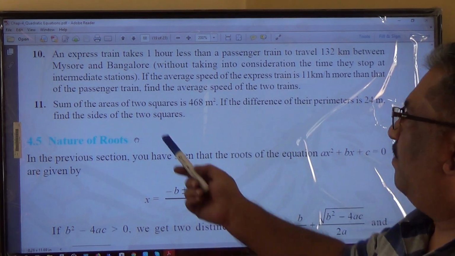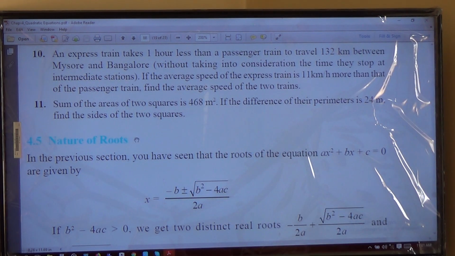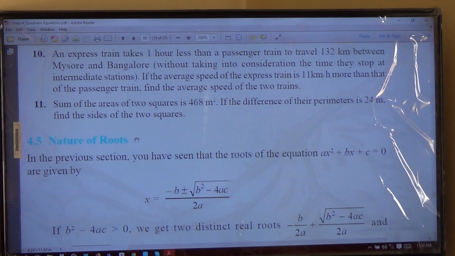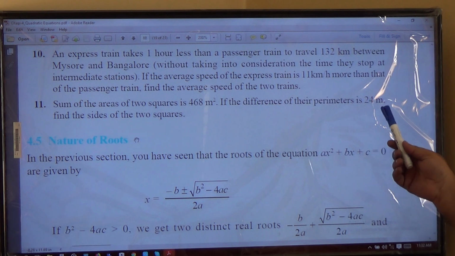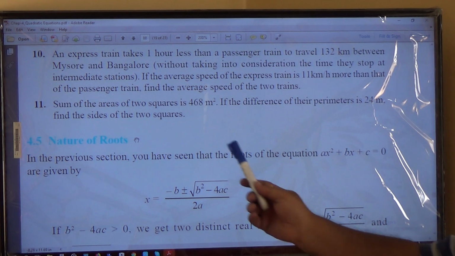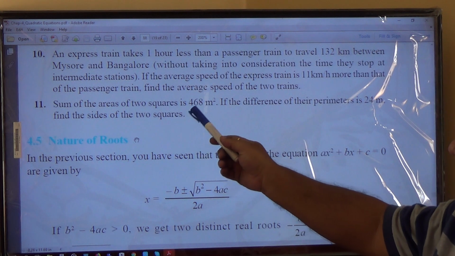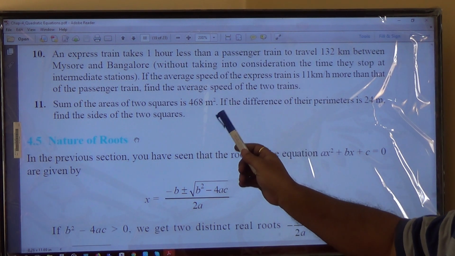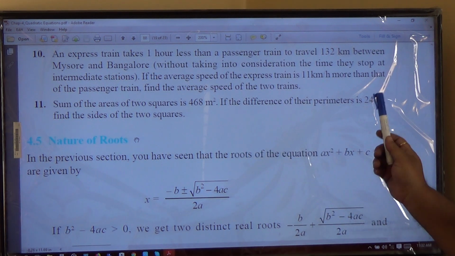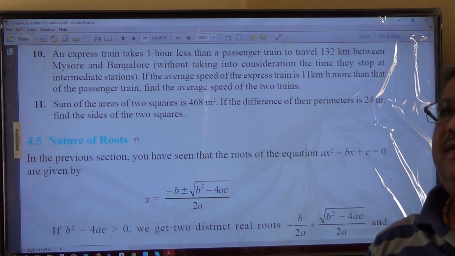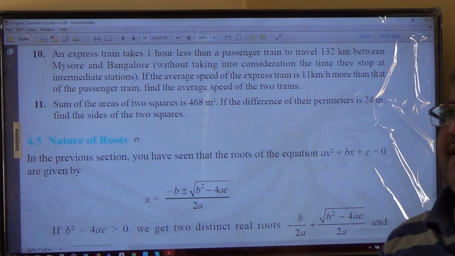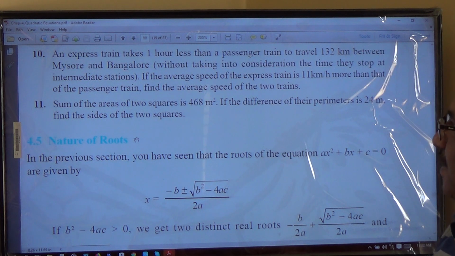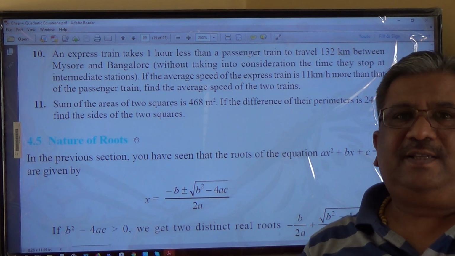Last sum: the sum of the areas of two squares is 468 square meters. If the difference of their perimeters is 24 meters, find the sides of the two squares. The difference can never be negative, and therefore one of the squares should be considered bigger than the other.